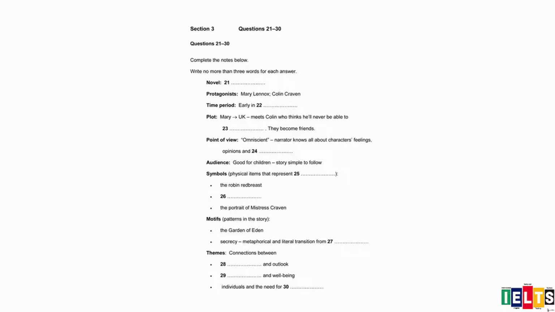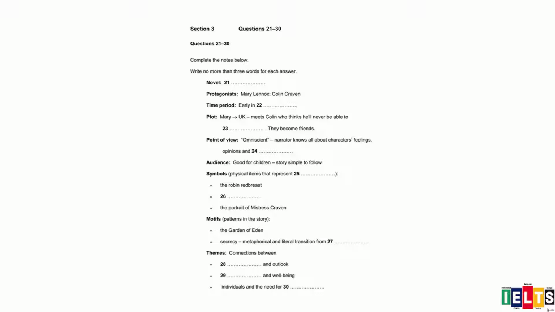OK, so the story follows two key characters. You should refer to them as protagonists, who go by the names of Mary Lennox and Colin Craven. The story is set shortly after the turn of the 20th century, and the narrative tracks the development of the protagonists as they learn to overcome their own personal troubles together. That's quite a common storyline, isn't it? Yes, you're right, Lorna.